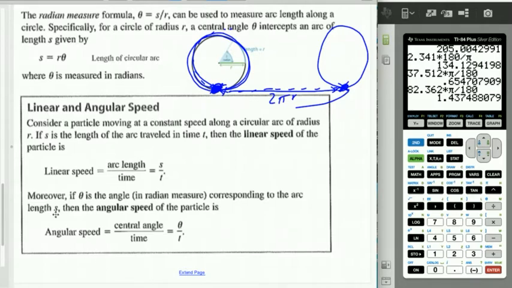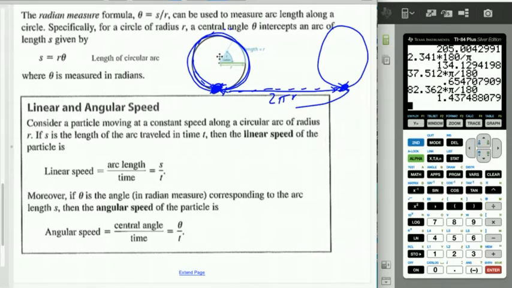However, the angular speed, which is how fast the inside is spinning, is a measurement of theta, that central angle that we've been finding, the angle at the middle of a circle, divided by the time. That would be more relevant if you were, let's say, the person spinning on an amusement park ride and you wanted to figure out how fast you were spinning and how likely it was that you were going to be sick. You could figure that out by how that angle is changing.